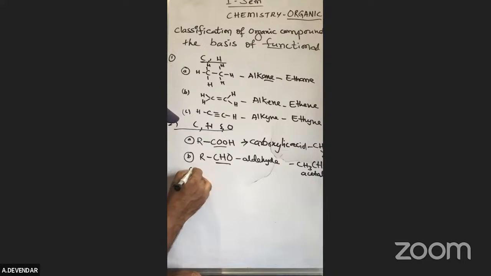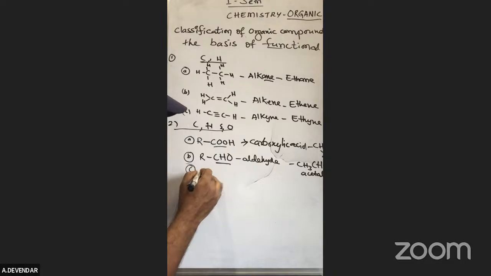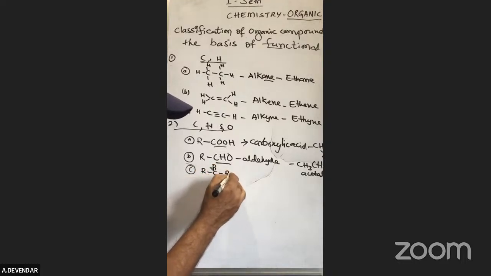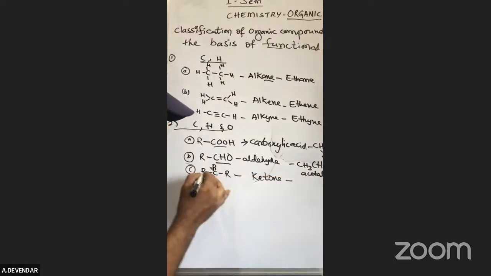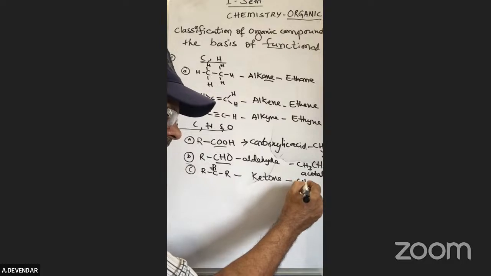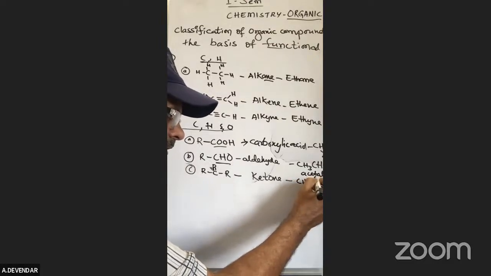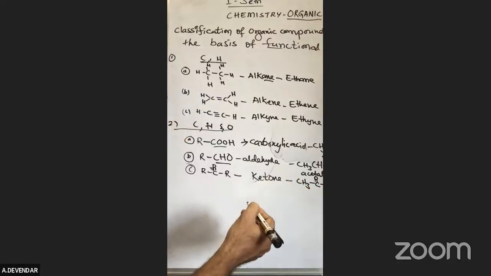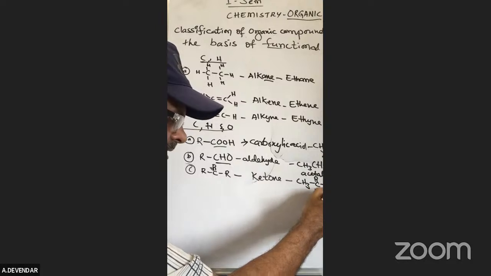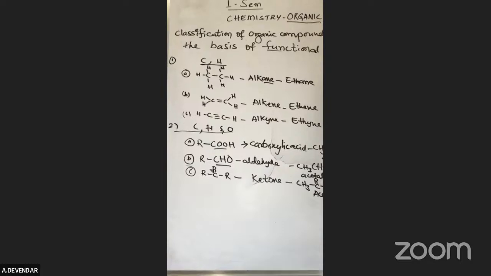Coming to one more you can take. Acid is over, aldehyde is over. Now I'm taking the ketone. This consists of a double bond on the carbon atom. It is called ketone. Example: instead of R, I'm taking CH3, C double bond O, CH3. This is actually called dimethyl ketone. The common name is acetone.